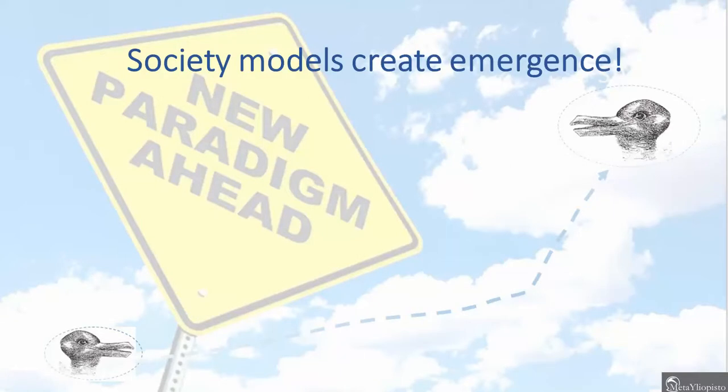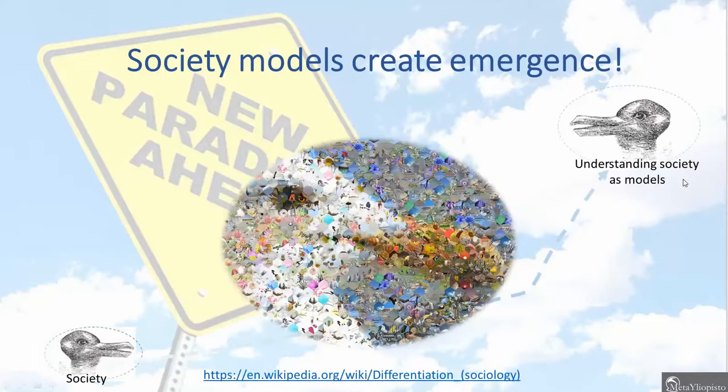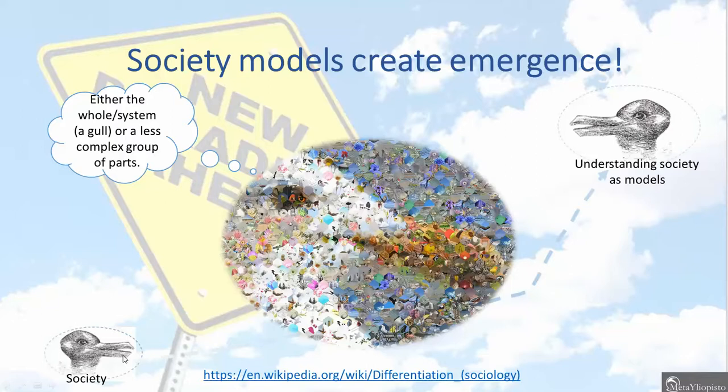Then society models create something new, a holistic approach. They create emergence. We have here society, and the opposite side where we have understanding society, which is a different approach from this. This means differentiation, how to understand this approach either as a whole and a large system or a less complex group of parts.